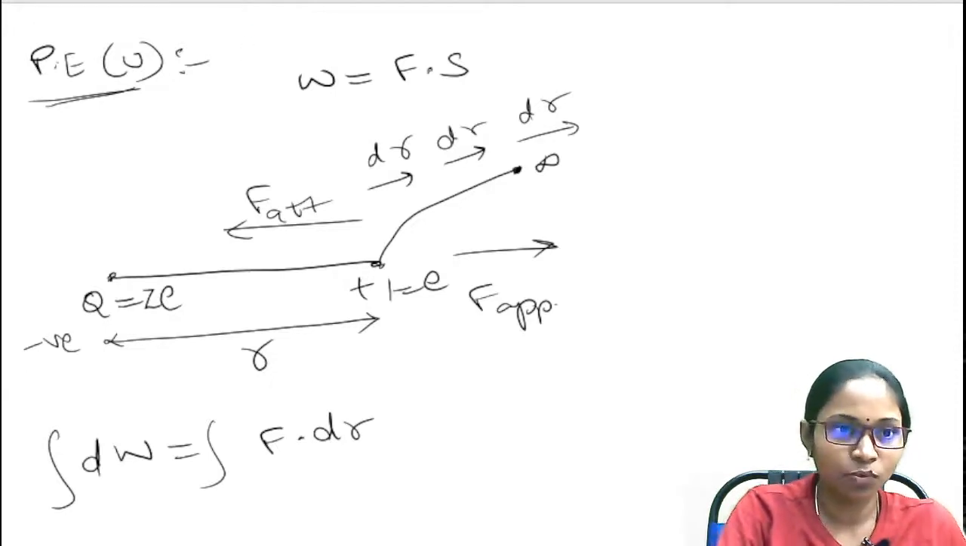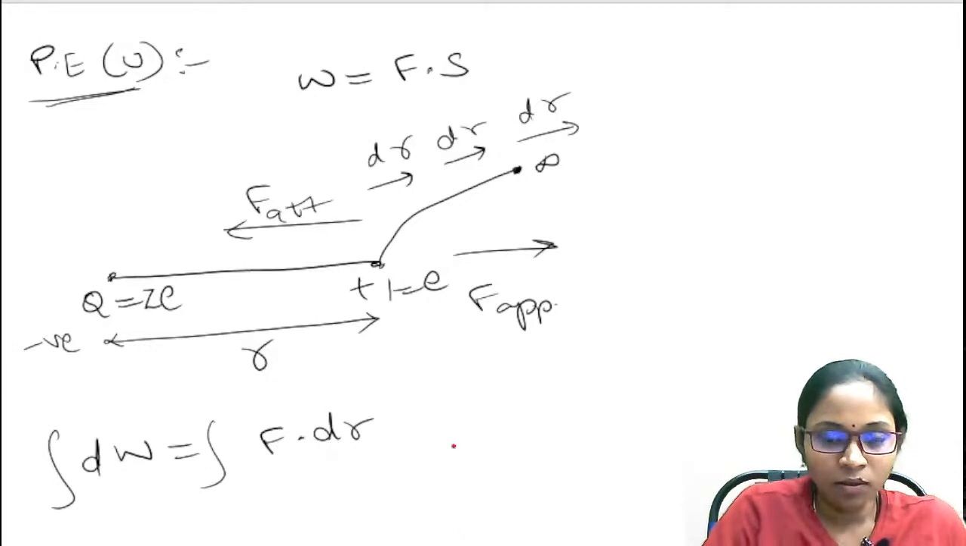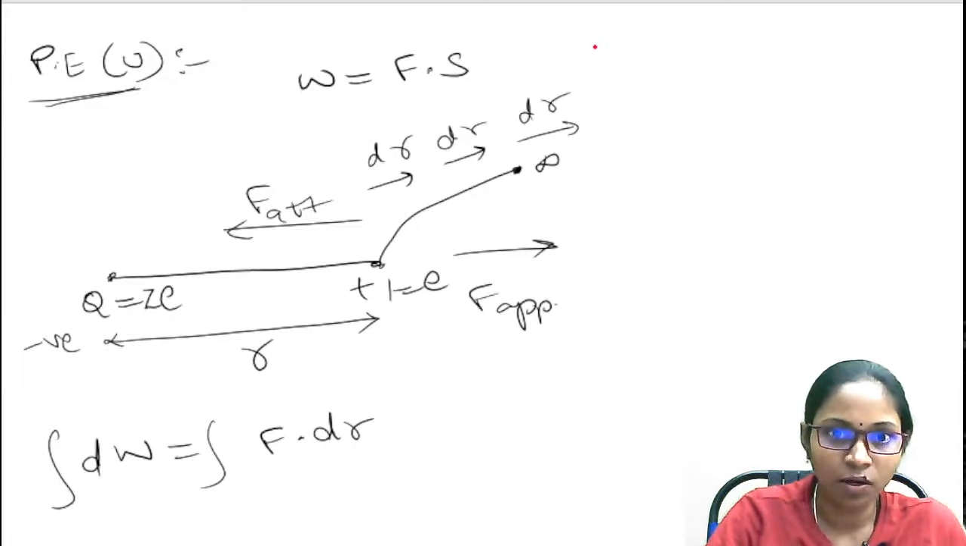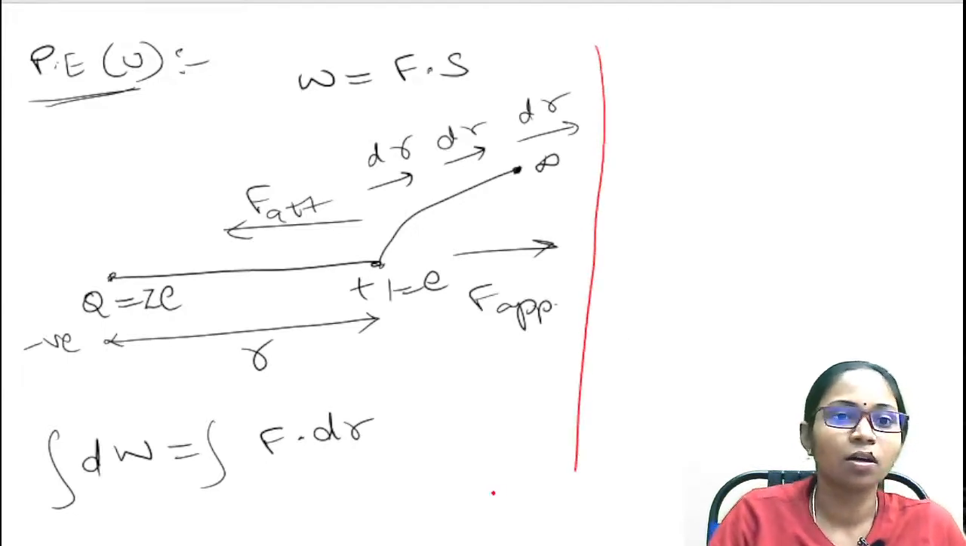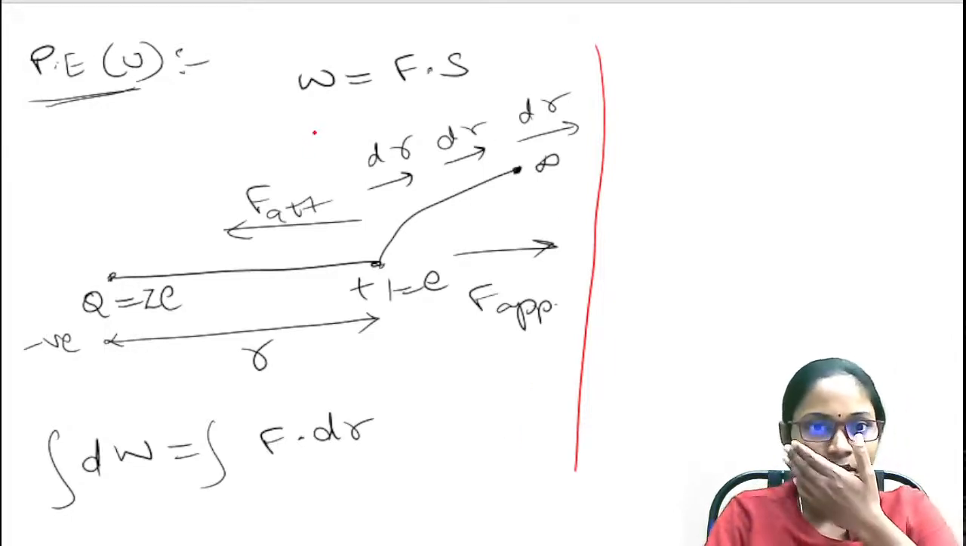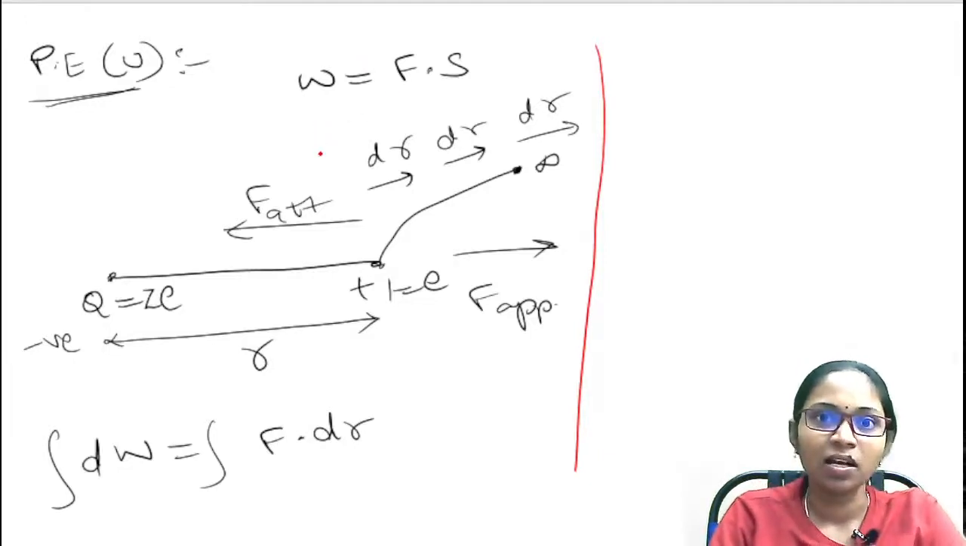And somebody asked me to clear this potential energy formula. In our last class we had found that the potential energy is negative, not positive. How do we get the negative potential energy? Somebody asked me to clear that out, so I'm going to explain this once again. Then after, we will start our today's topic.